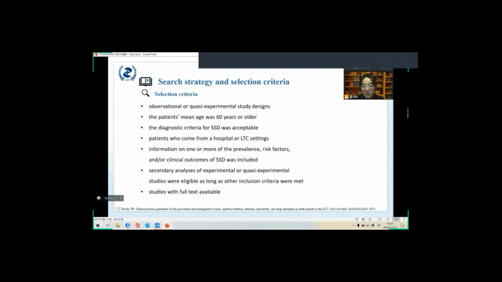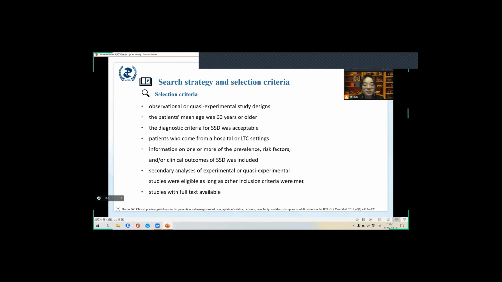We included the studies that met the following criteria: observational or quasi-experimental study designs. The patients' mean age was 16 years or older. The diagnostic criteria for subsyndrome delirium were acceptable. Patients who came from a hospital or long-term care settings. Information on one or more of the prevalence, risk factors, and clinical outcomes of subsyndrome delirium was included. Secondary analyses of experimental or quasi-experimental studies were eligible as long as other inclusion criteria were met.